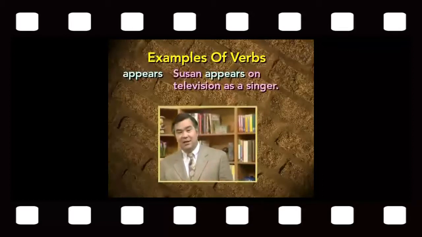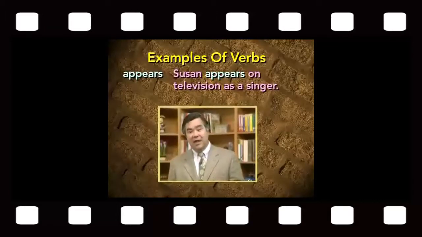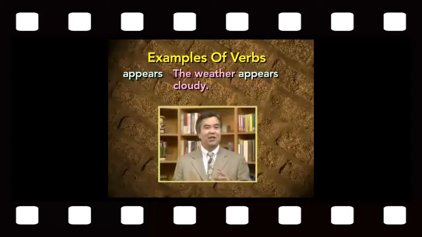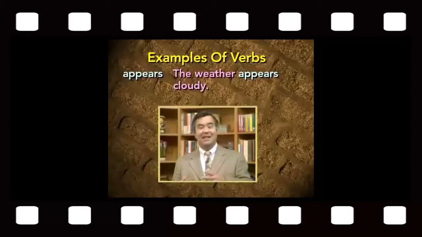In other sentences, however, appears might express a state of being. For example, the weather appears cloudy. In that sentence, the verb appears is expressing a state of being. It is telling us something that the weather is, not something the weather is doing. When we say the weather appears cloudy, we mean more or less the same as the weather is cloudy.